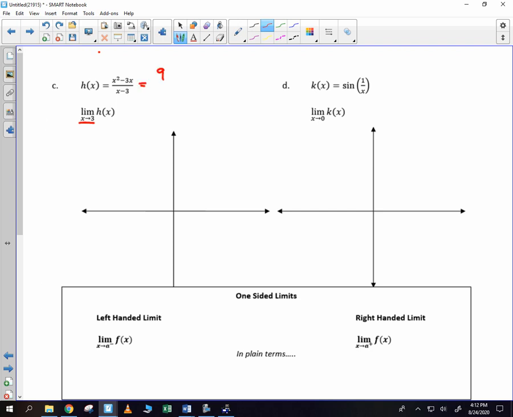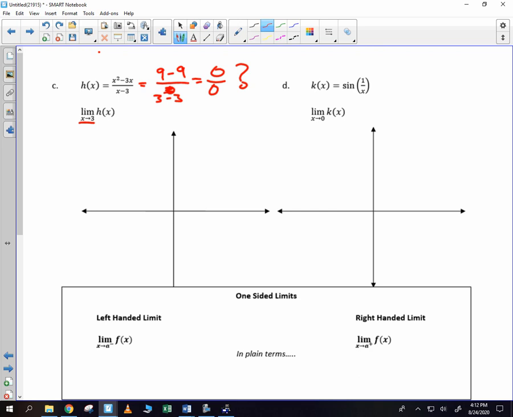We get 9 minus 9 divided by 0, or 3 minus 3. You get 0 over 0. What is 0 over 0? 0 over 0 is a huge question. It's a question we have in calculus all the time.